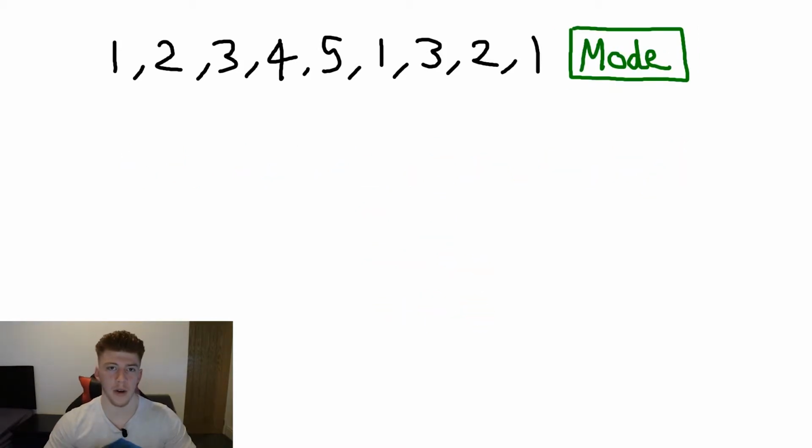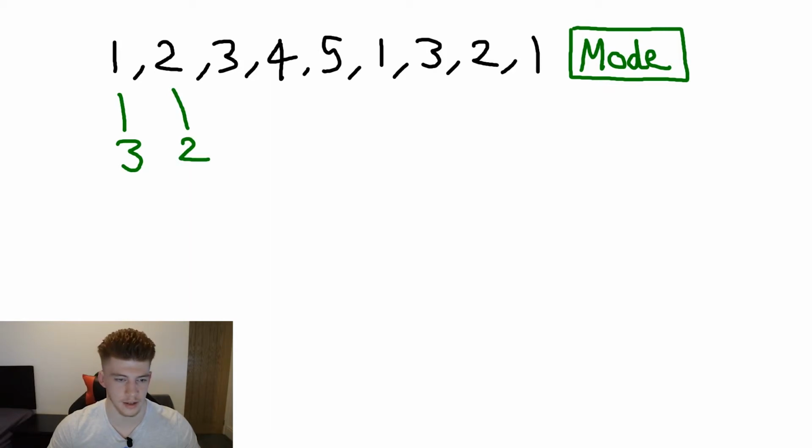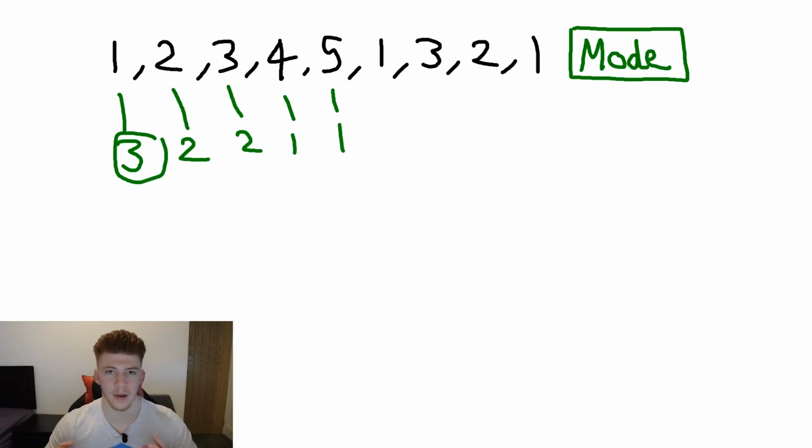Right, to work out the mode, you have to figure out which one of the numbers is the most common in the list. Firstly, we'll look at the number 1. There are 1, 2, 3 occurrences of the number 1. The number 2 occurs twice. The number 3 occurs twice. The number 4 occurs once, and the number 5 occurs once. So this means number 1 is the most occurring number in the list, and that is our mode.